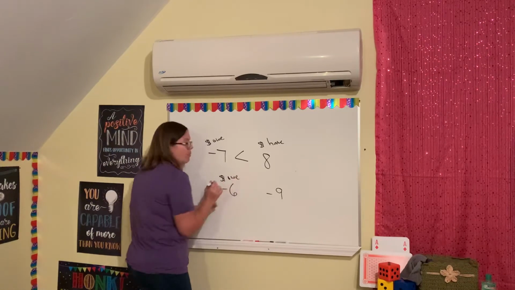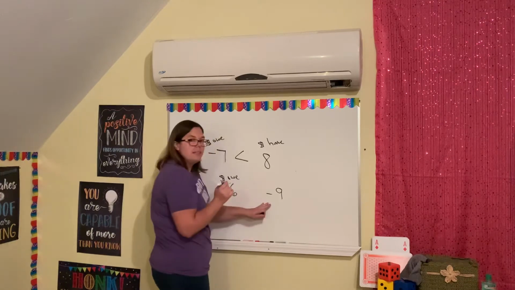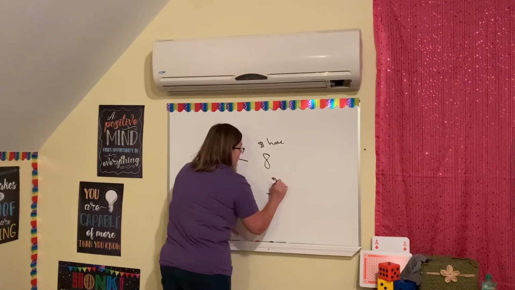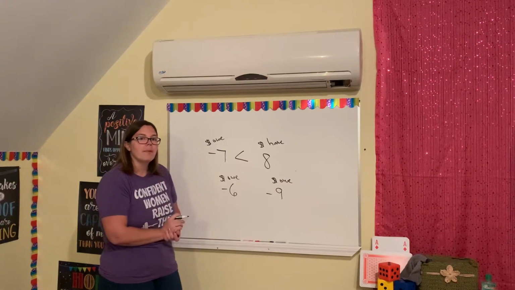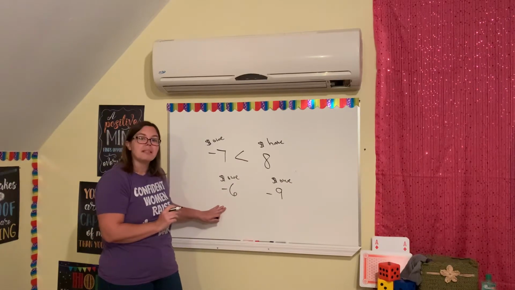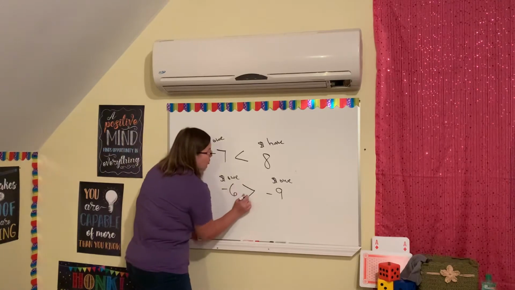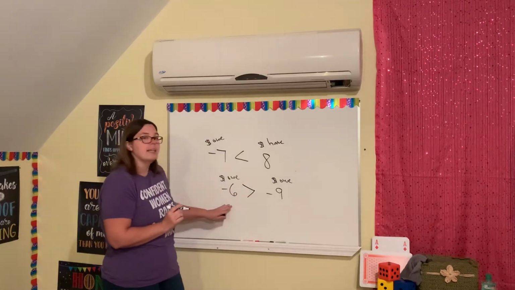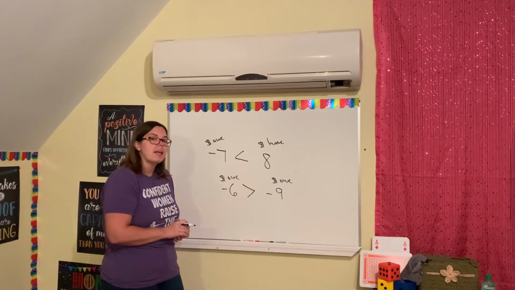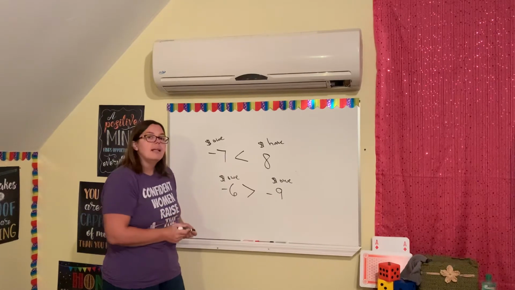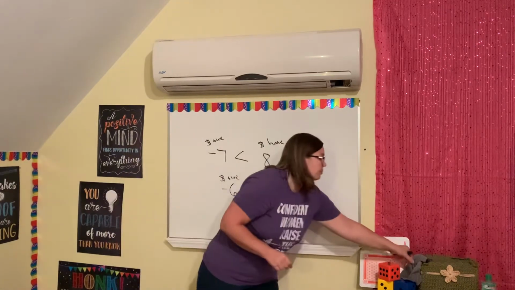Would you rather owe me $6? This is negative also, so that's money you owe. Or would you rather owe me 9? Right, you would rather owe me $6. So actually, -6 is greater than -9. You would rather owe me $6 than owe me $9. Let me show you how this works.